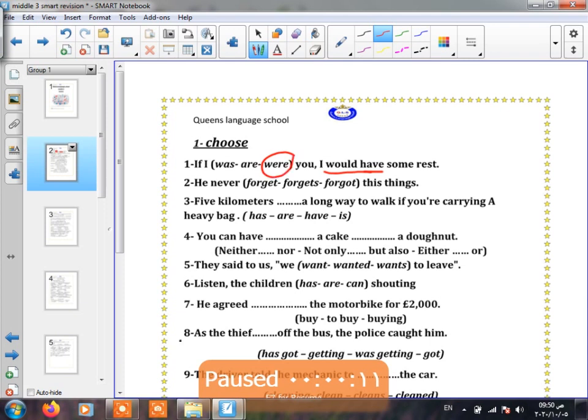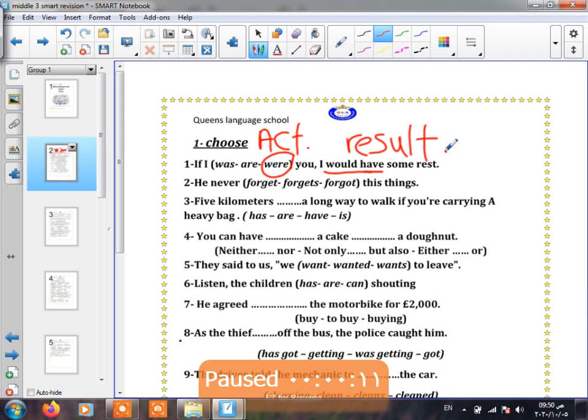So this is the action. We have here the action, okay? We have the action here, and this is the result. So the action is what? If I were you, and the result, I would have some rest.